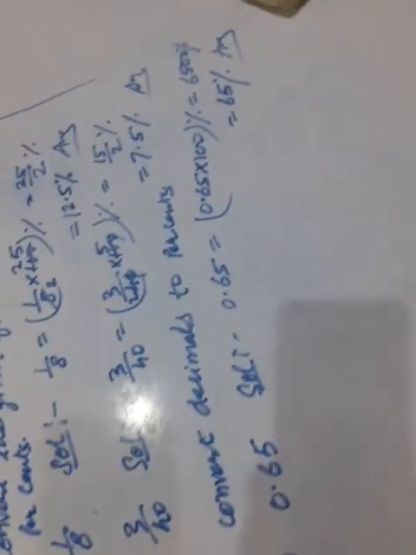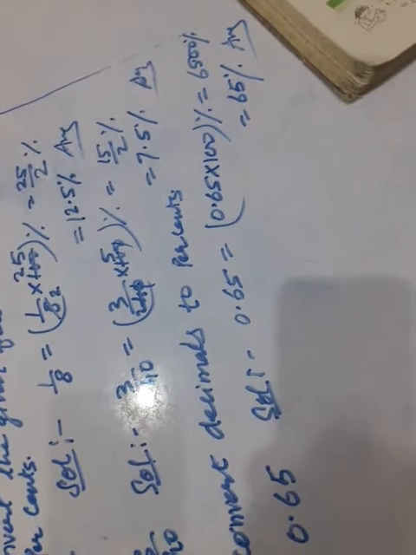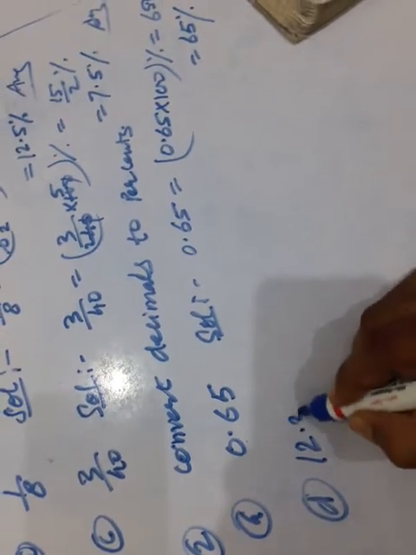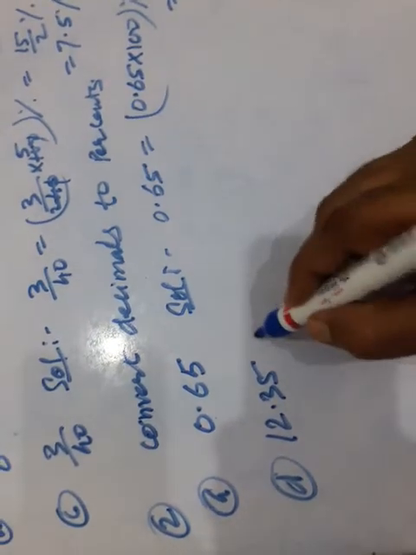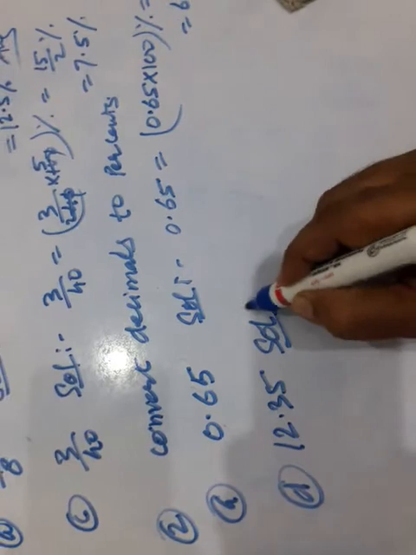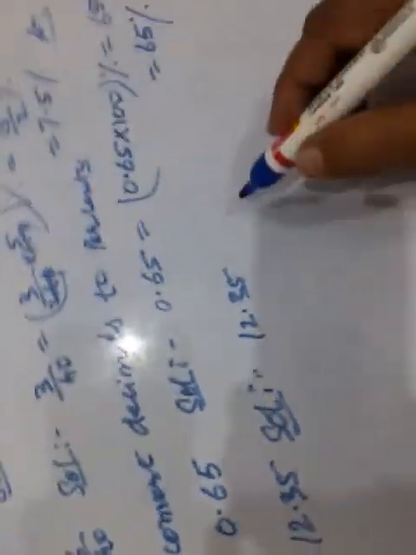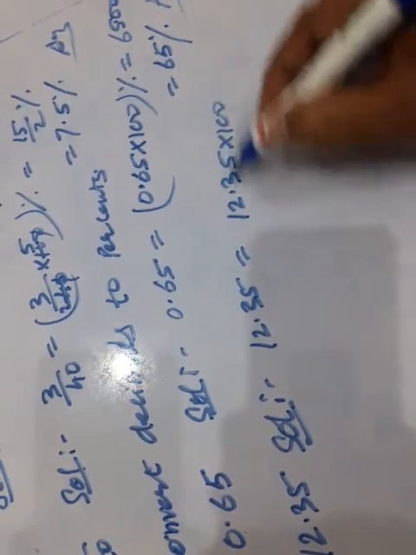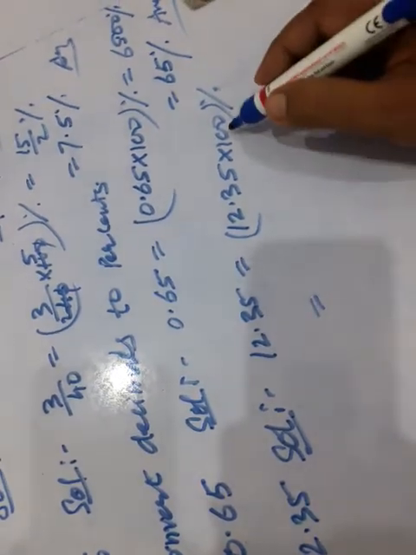Okay, children, now let us strengthen the concept. Take part D, that is 12.35. 12.35 is the number that has to be converted into percentage. Start the solution. 12.35 is the decimal number, equal to 12.35 multiplied by 100 and put the symbol of percent. Okay, then what will happen, children?